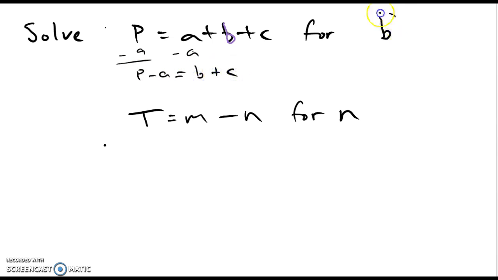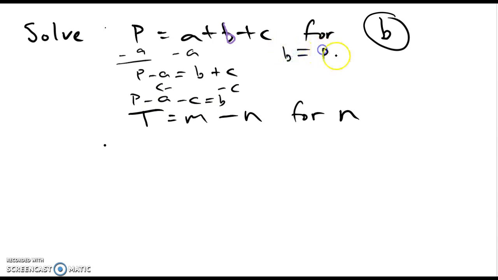We're not done because we're trying to get b by itself. So we've got to subtract c on both sides. So now we have P minus a minus c is equal to b. I'm going to rewrite it because it's getting a little messy down there. b is equal to P minus a minus c. And there we go. We just solved for b.